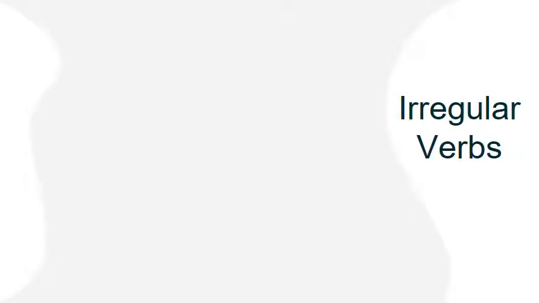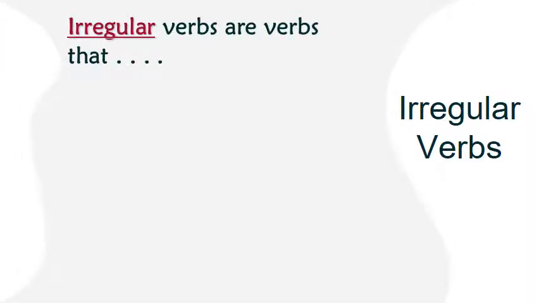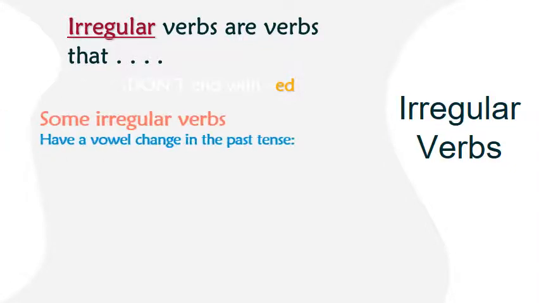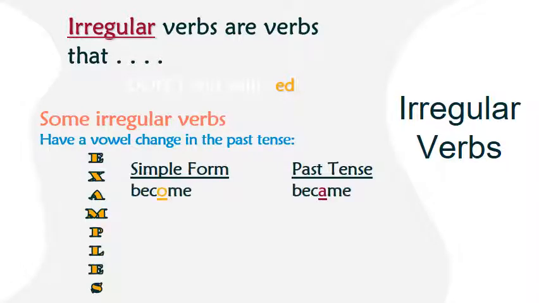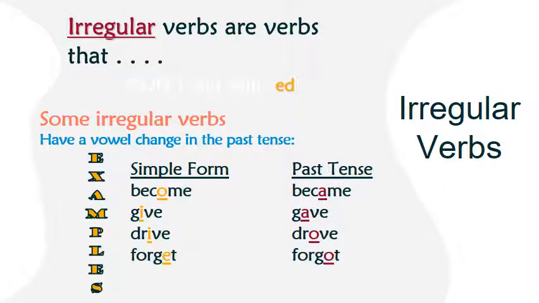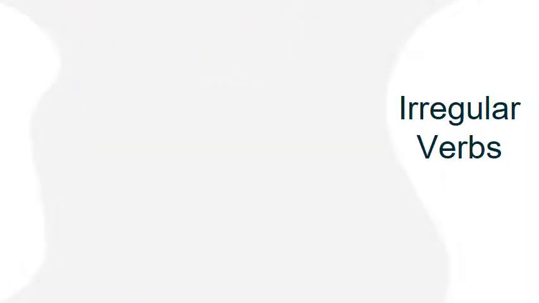So, what about the irregular verbs? The irregular verbs are the verbs that do not end with ed. The verbs that do not end with ed are called irregular. So what do we do to them? Some irregular verbs have a vowel change in the past tense. We just change a vowel letter. Examples. Like become, became. I just change the vowel letter. Give, gave. Drive, drove. Forget, forgot.